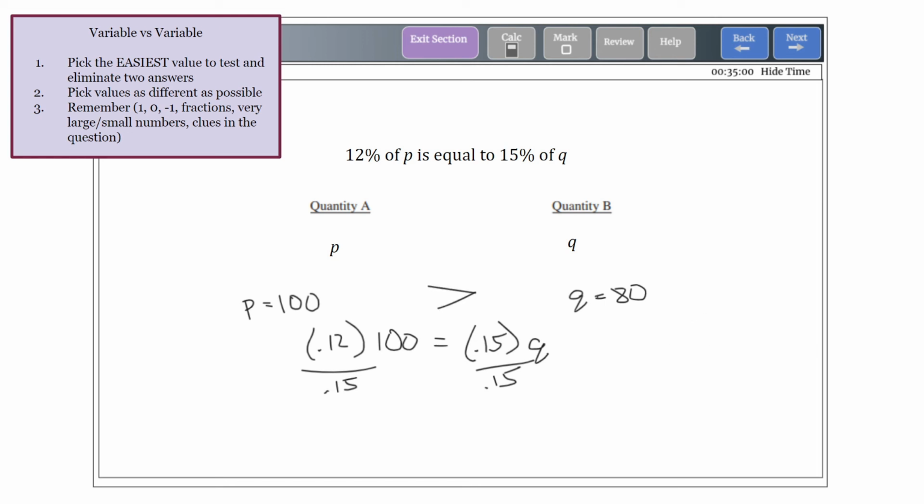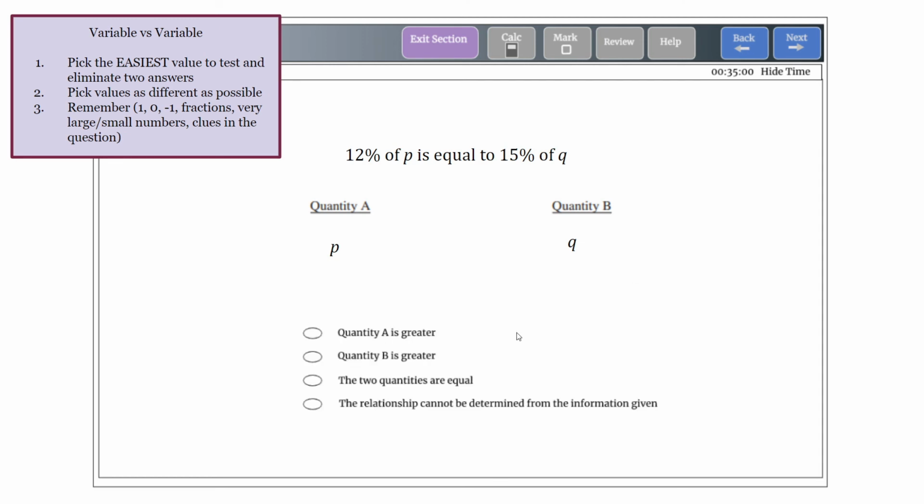Now, let's review what that means exactly. It doesn't mean that quantity A is the greater value all the time, but we can safely eliminate choices B and C. Once we know A is greater, there's no chance that they're always equal or that B is always greater. But again, how do we know which one's correct, A or D?